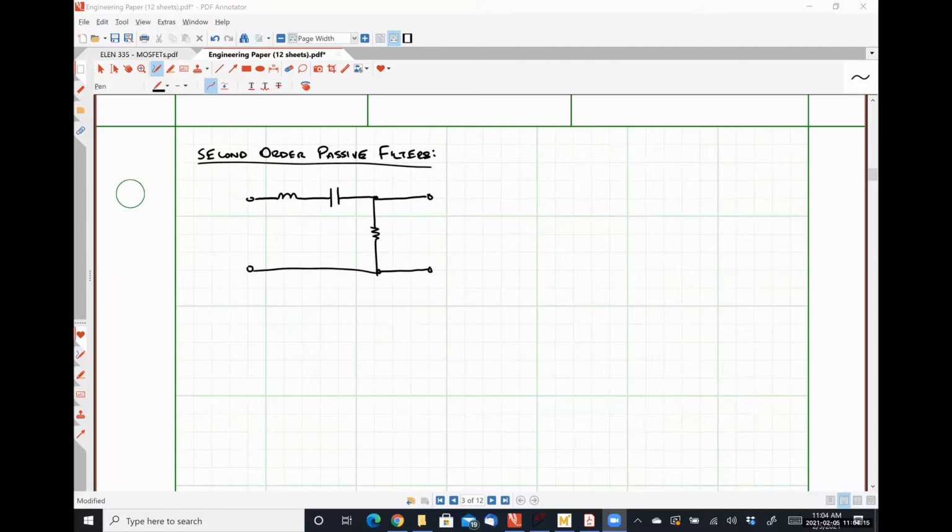Let's say that we have an inductor in series with a capacitor. We have a resistor like so. And we use this series RLC. Screen sharing, I'm not screen sharing. Okay, thank you. Can you see it now? Yes, thank you.